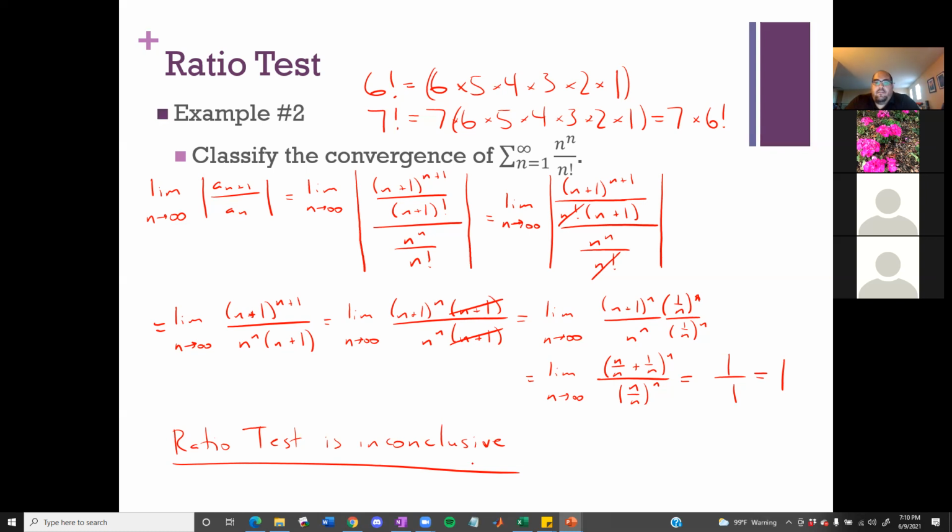So yeah, this one here doesn't really work. We have previously shown that it converges. And because all the terms are positive, it converges absolutely. But the ratio test actually wouldn't help us here.